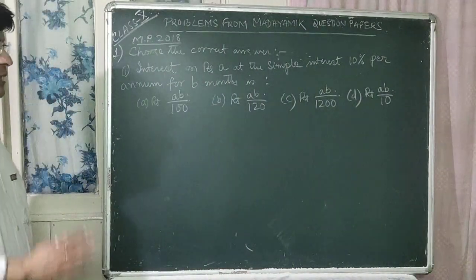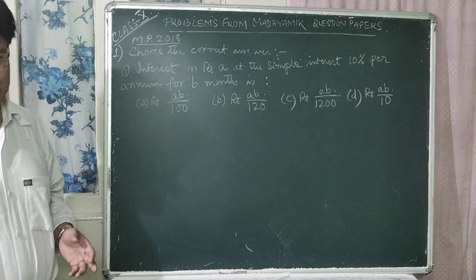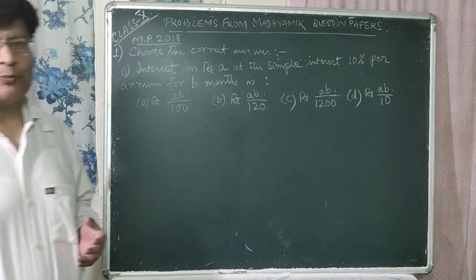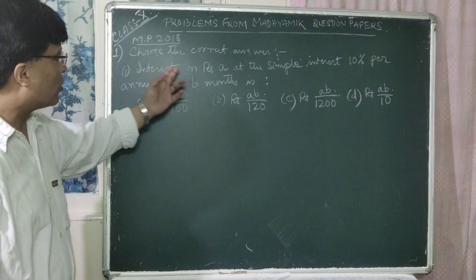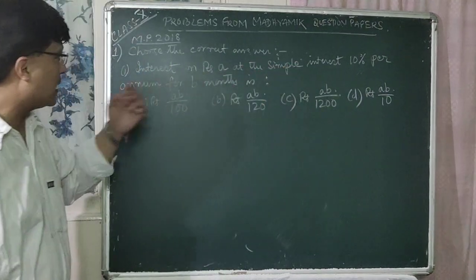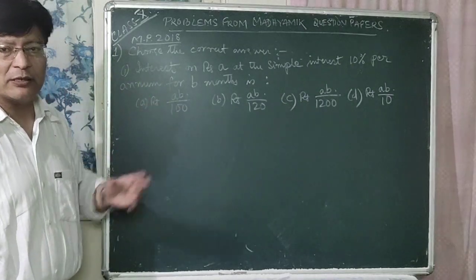So now, next question is from Madhyamik Pariksha 2018. The question is number 1, choose the correct answer. This is also a multiple choice question. Okay, so number 1 is: interest on rupees A at the simple interest 10% per annum for B months is what? A, B, C or D.